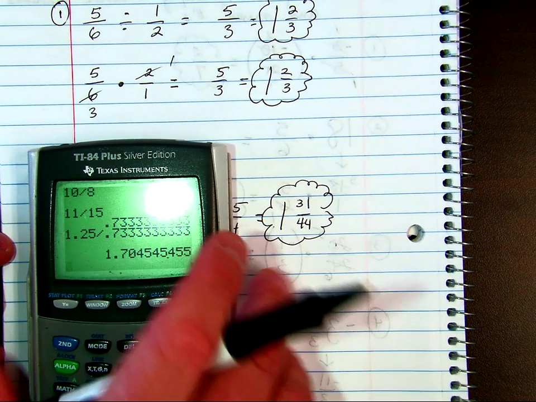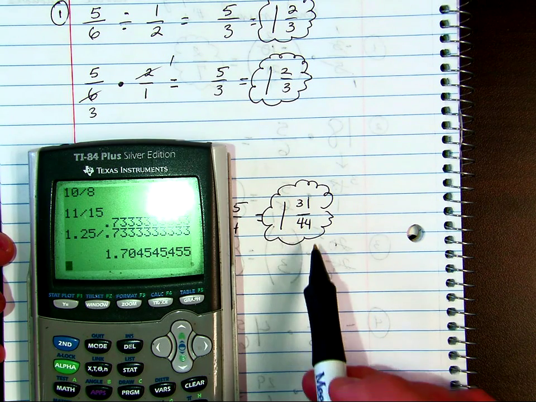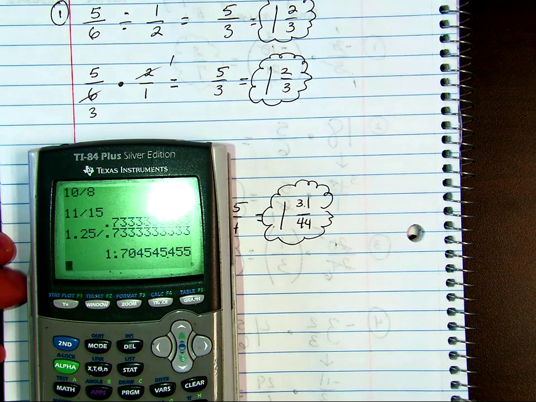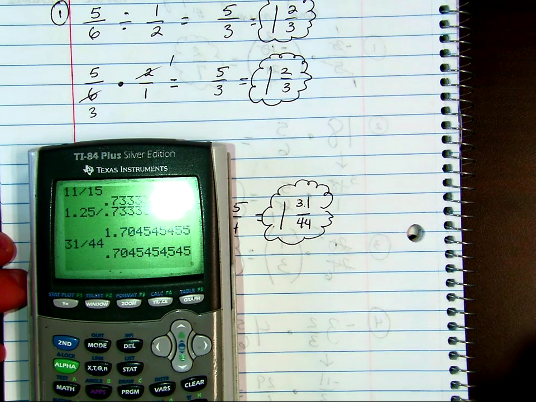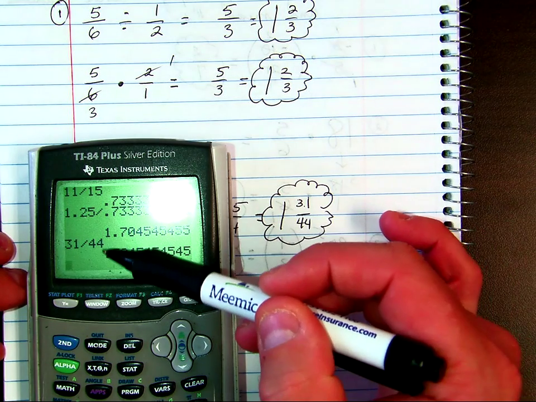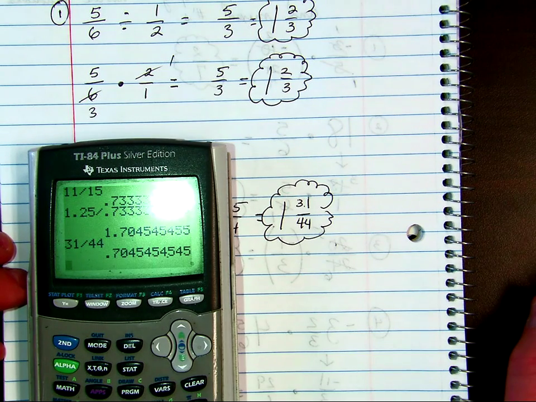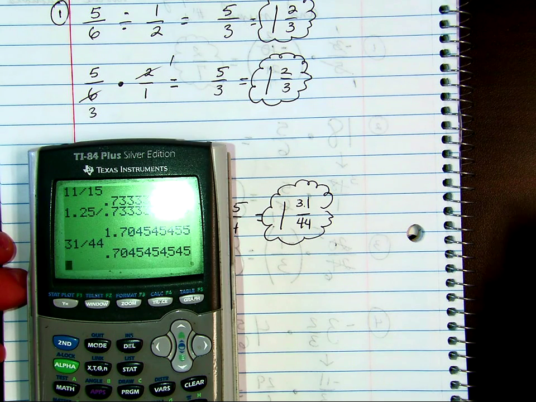Let's take a look at this. Let's do 31 divided by 44. All we have to do is take this 1 and put it right here. And we get 1.7045454545. So it works. You can divide straight across.